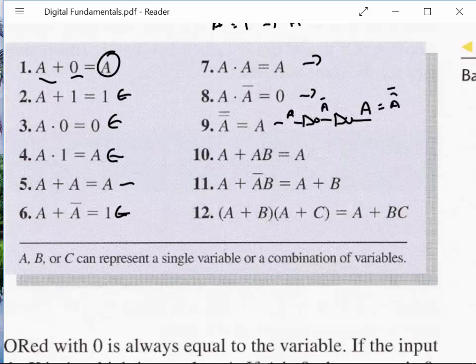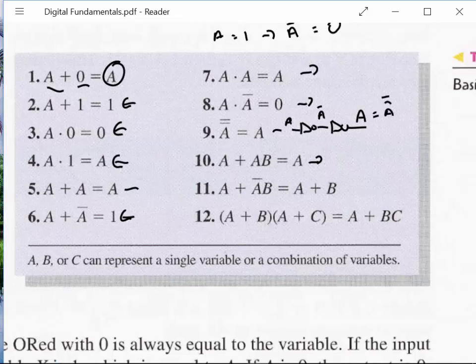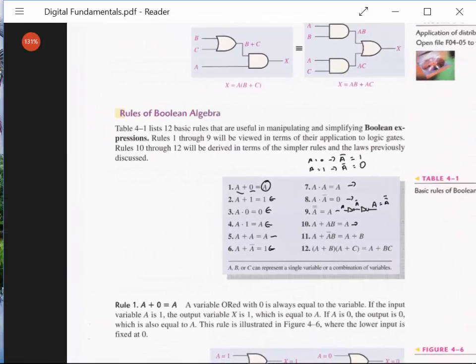Okay. Now this one here isn't quite as obvious. What this comes back to is the rules of association and commutation, where you can move things back and forth. That's probably been talked about a little bit.